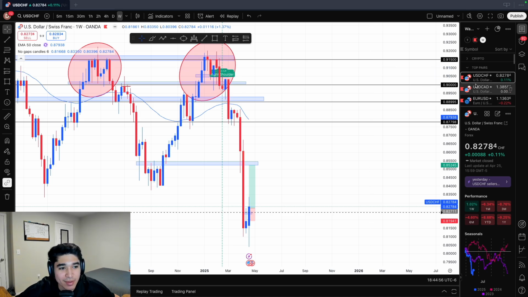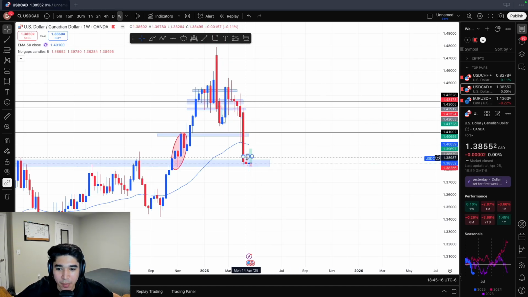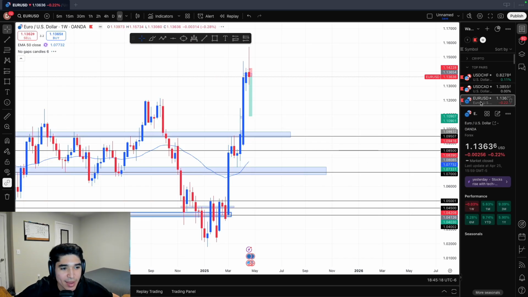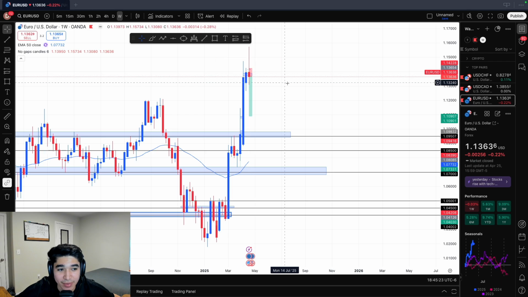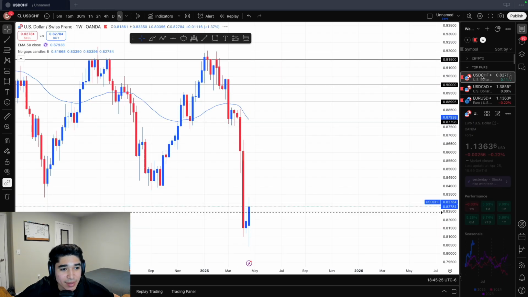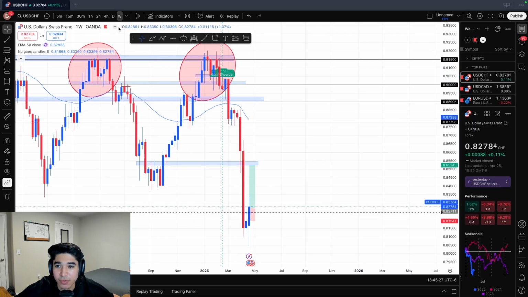First three are all of them USD and they pretty much look the same. You're going to see USD CHF, USD CAD, and Euro USD. On the three of them, the weekly we're not going to use as much because, as you can see, we are bearish here and we want to buy. On USD CAD, we are bearish as well and we want to buy. And on Euro USD, we are bullish and we are going to be selling. So the weekly doesn't have anything to give us for these three pairs.